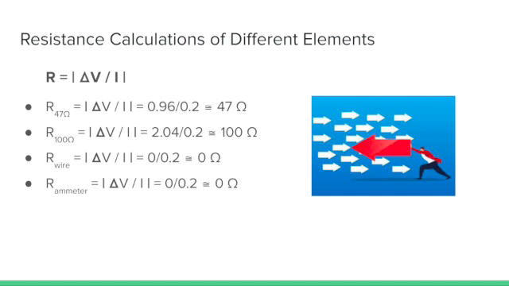And working backwards using the potential difference and the value for I, we can calculate the resistance for each of the components. First being the 47 ohm resistor, and you can see the 0.96 divided by 0.02 will approximately equal 47 ohms, which is the value for the resistor, and the same goes for the 100 ohm resistor. And then additionally, for the wire and the ammeter, you can also see that there's 0 potential difference, which would mean there's 0 resistance in this ideal case.